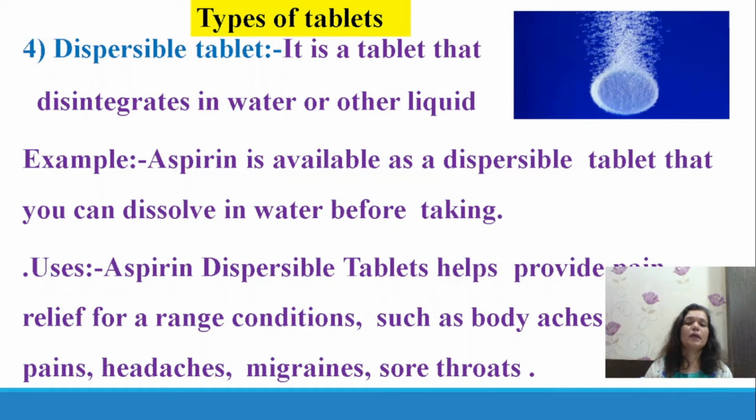The next type of tablet is the dispersible tablet. The pictorial presentation immediately correlates with the Disprin aspirin tablet, where the ad tells you how quickly the disintegration happens, with minimum time, to give relief to the patient. So it is a tablet which disintegrates in water or other liquid. For example, aspirin, which is a pain relieving tablet.